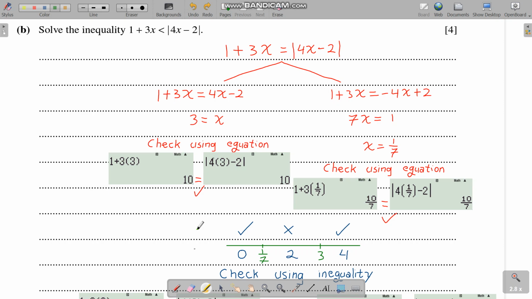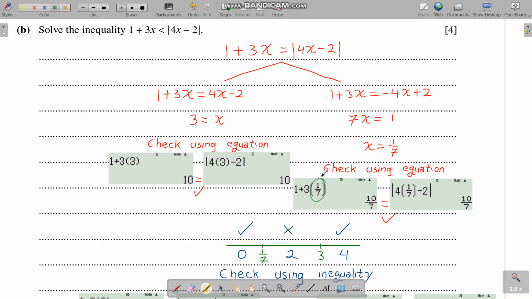So we plug in 3 to the equation here. Replace the x with 3. Use a calculator. 1 plus 3 times 3 and 4 times 3 minus 2 absolute value. So use the ABS button or the absolute value button in your calculator. Here you get 10 equals 10, which is correct. So this is right. We can use this solution or this critical value.